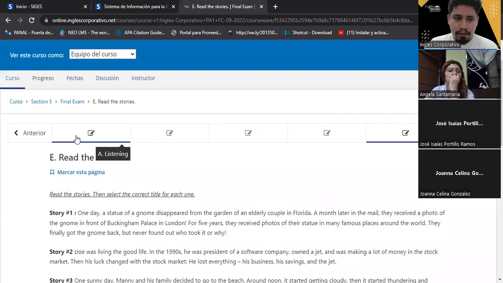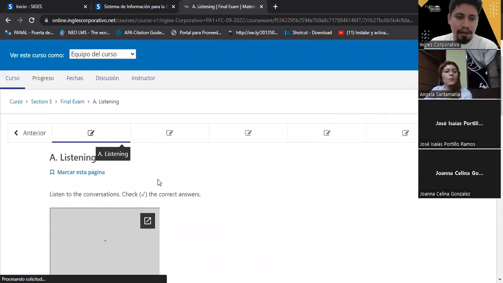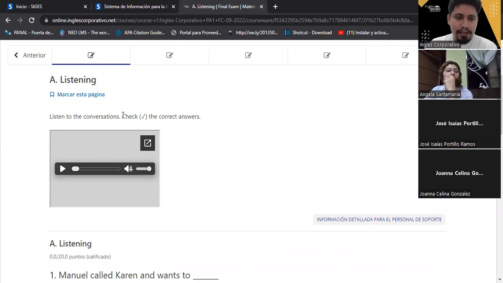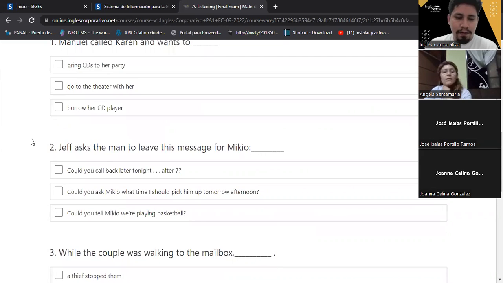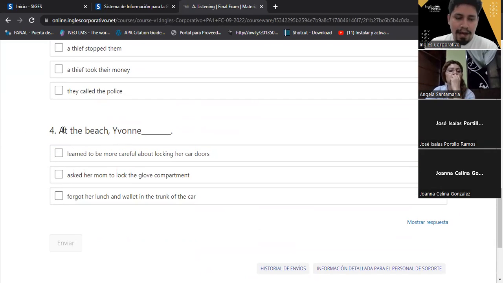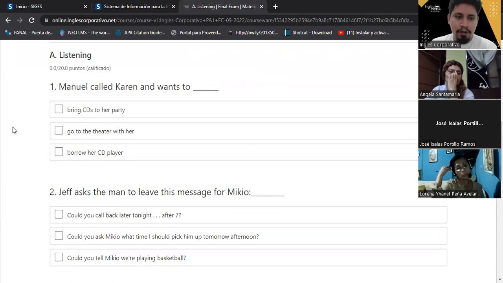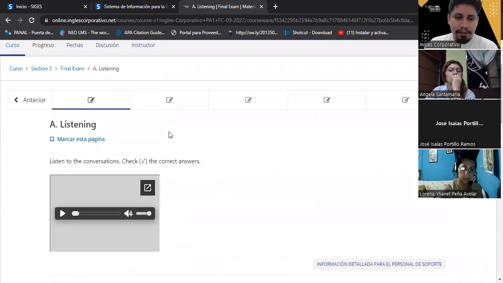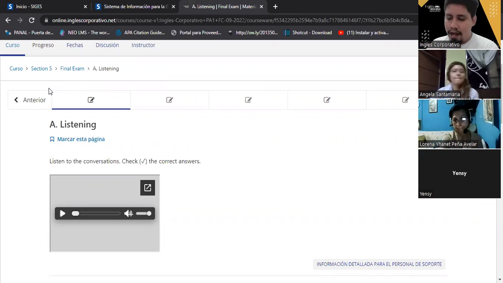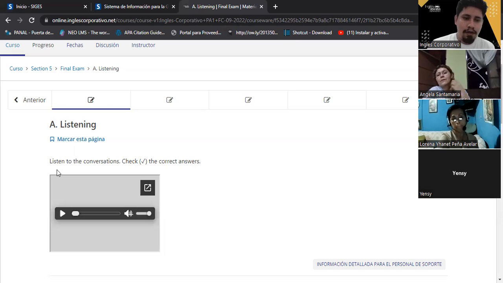Well, we're going to start with section A, instruction number one. It says, listen to the conversation, check the correct answers. In the first part, we're going to find four different items that we need to complete according to the audio that we're going to listen to in a minute. Have you already completed this activity? Have you already completed the final test? Yes? Okay, very good. So it's going to be easy for us to complete this part. And we are also going to review the information of this part.